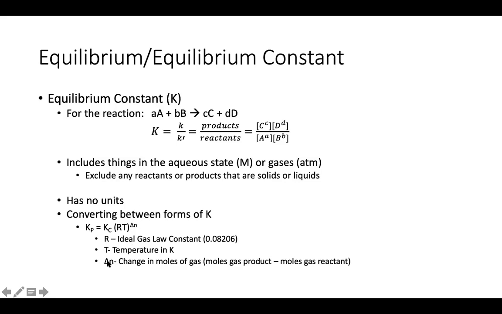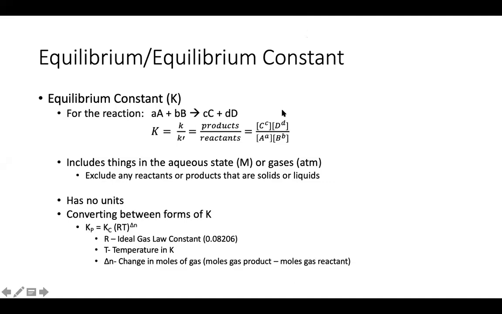So if we combine these together, delta N means you're going to take your moles of gas product, so how many moles of gas do you have on your product side, and you're going to subtract from it the number of moles of gas on your reactant side. When you do that calculation, you'll get delta N, which is the exponent for the R times T portion. This equation doesn't come up too often, so I wouldn't be surprised if you don't see it on the exam tomorrow. However, you could, and it's not on your equation sheet.